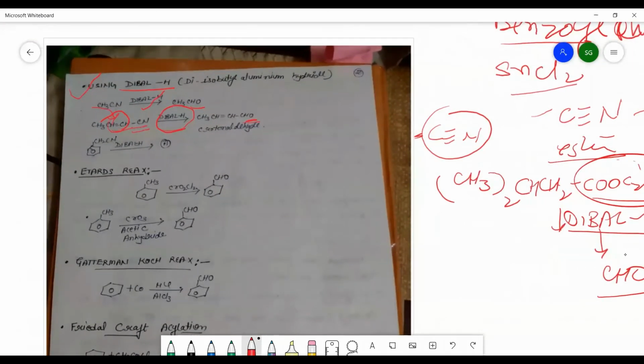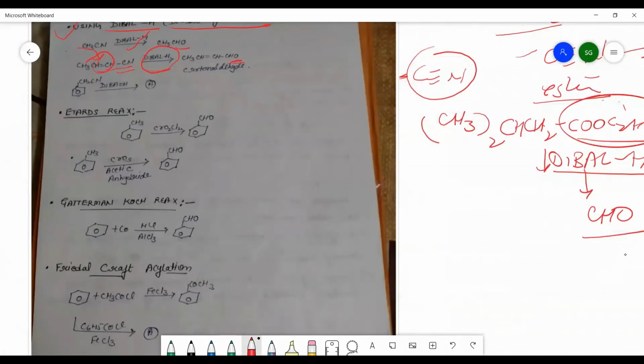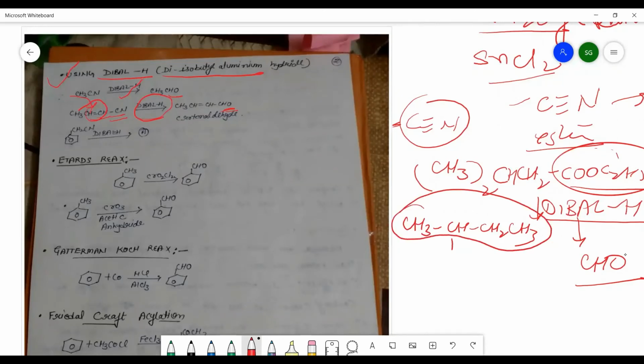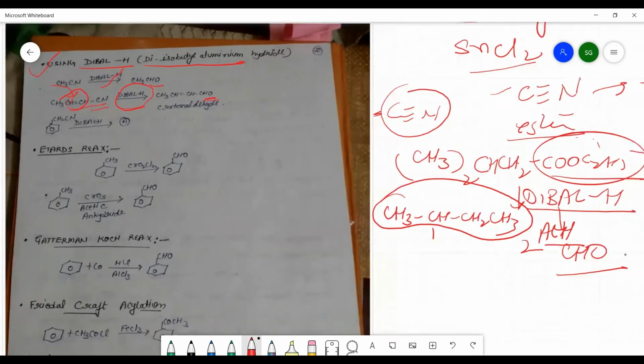Dibal H is diisobutyl aluminium hydride. Aluminium hydride diisobutyl. What is the isobutyl group? ये जो ग्रुप है ये है आपका isobutyl group. तो isobutyl group ये ग्रुप है, ठीक है. So this group is twice of this group and aluminium hydride ALH, because aluminium has +3 oxidation state.